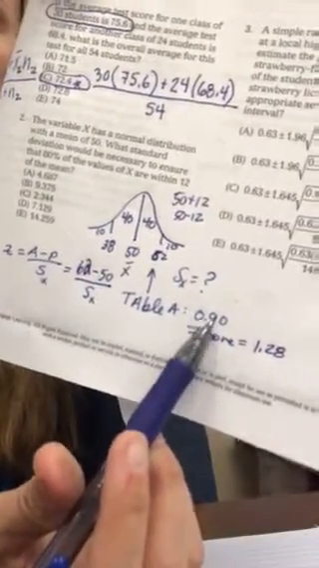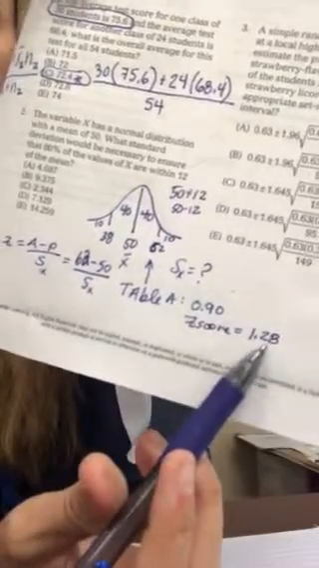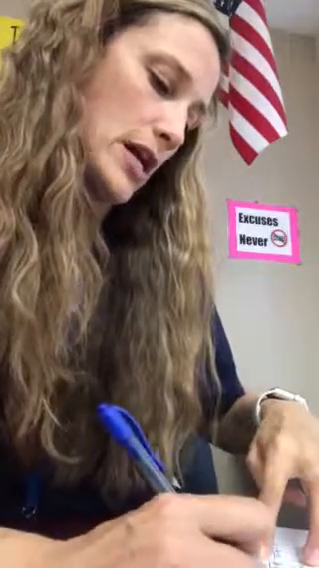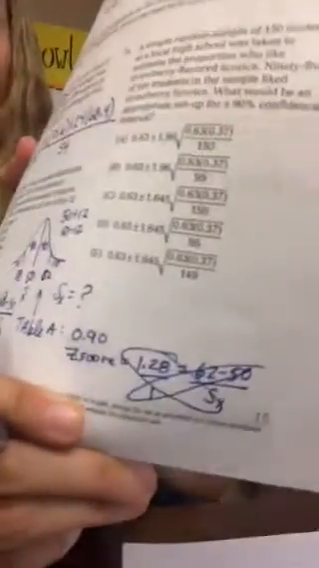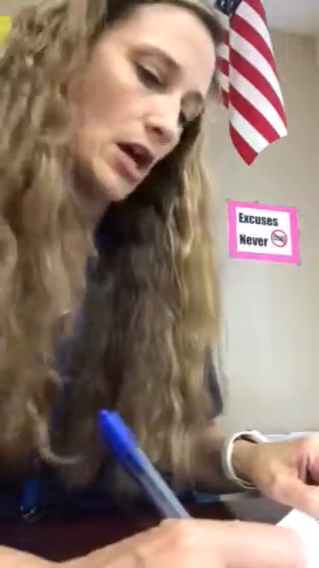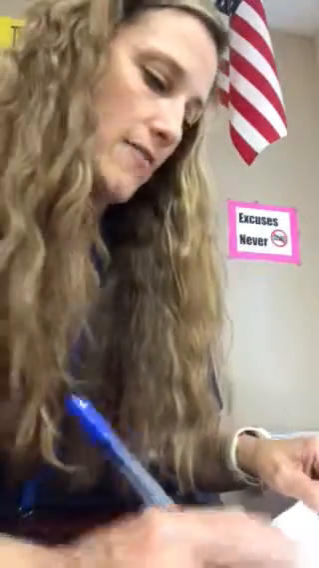Using the table, I figured out that the area under the curve of 90% gives me a z-score of 1.28. So I can now substitute: 1.28 should equal 62 minus 50 over S sub x. When I cross multiply to solve, I get a standard deviation of 9.375, so my answer is B.